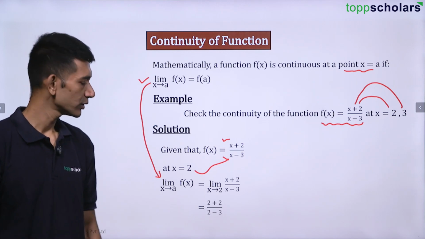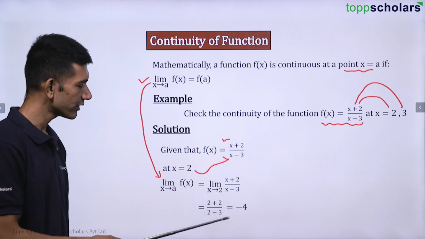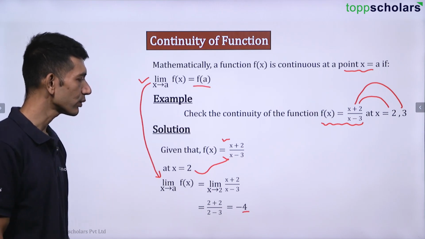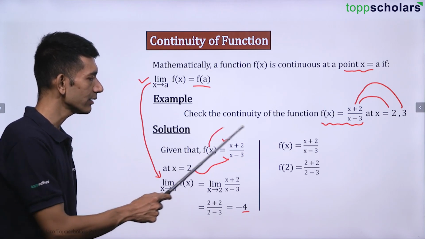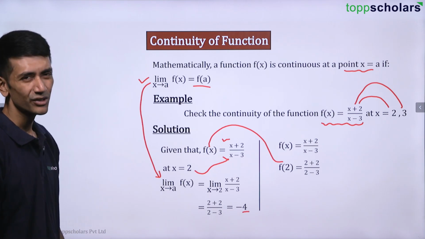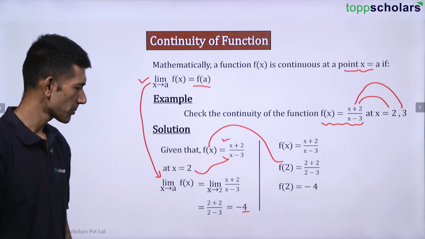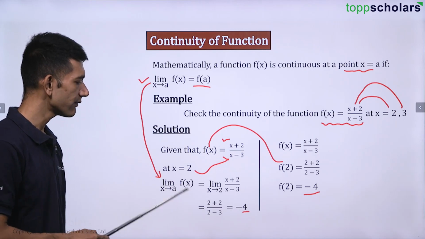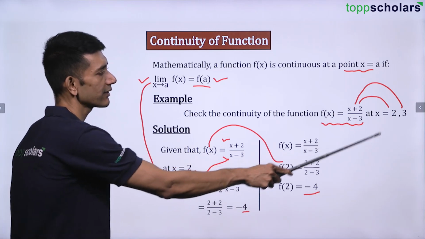We'll get (2 + 2)/(2 - 3). 2 plus 2 is how much? 2 plus 2 is 4 and 2 minus 3 is minus 1. So 4 by minus 1 is minus 4. Correct? And what is f(a)? That is f(2). So for f(2), directly put 2 here instead of x. So f(2) is going to be (2 + 2)/(2 - 3). You're going to get the same answer, right? That is, f(2) = -4. Now f(2) is -4, and the limit as x tends to 2 of f(x) is also -4. This condition is satisfied. That means the function is continuous at x = 2.